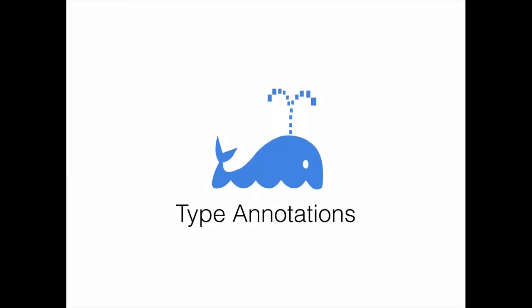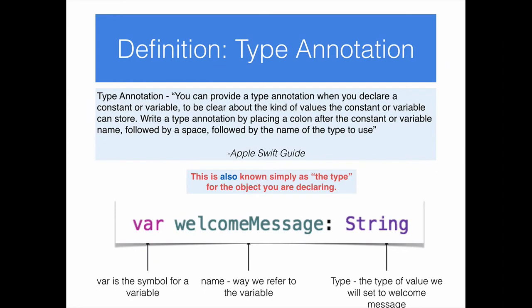Let's talk about type annotations. According to Apple, type annotations allow us to declare a constant or a variable to be clear about the kind of values the constant or variable can store. So we see here at our bottom example, we have var welcomeMessage: String. And we said that strings before were just a bunch of characters surrounded by quotes. And what we're specifying here is that the variable welcomeMessage will hold a string.